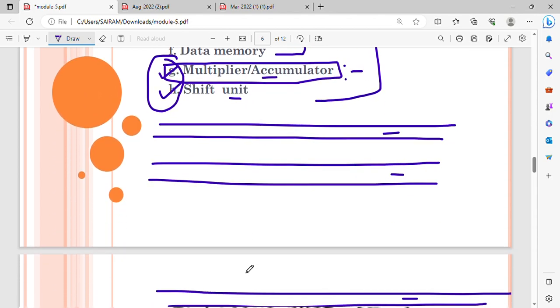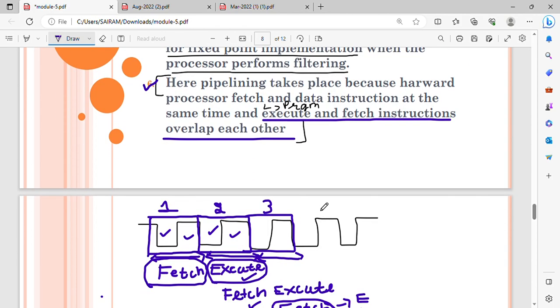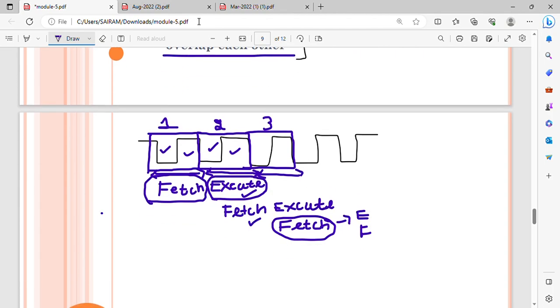So this last point with respect to pipelining, it takes place because Harvard processor fetches the program and data instruction at the same time, and execute and fetch instruction overlap each other. So after writing this, you have to draw this diagram for pipelining, that is fetch, execute, fetch, execute, fetch. To write it cleanly, this complete diagram, just a minute.